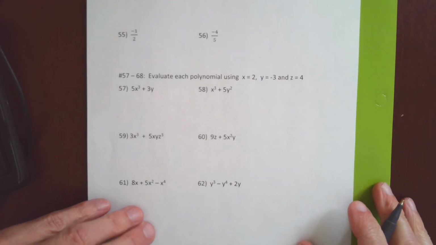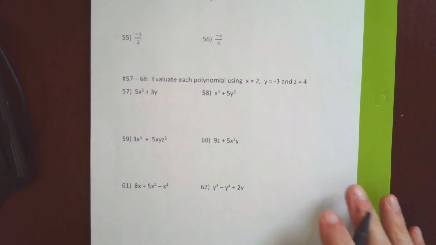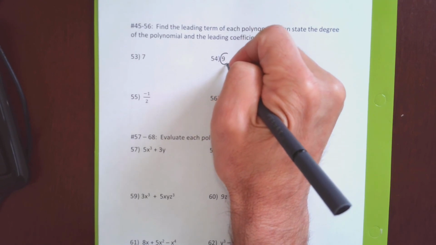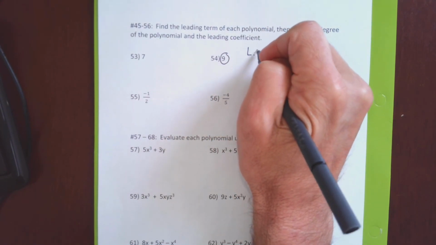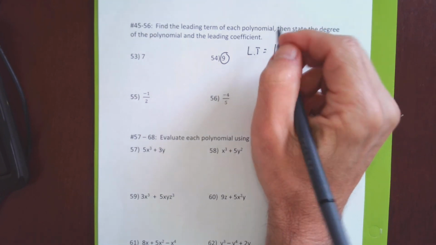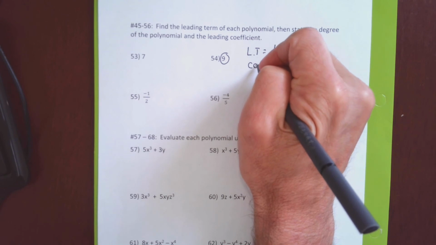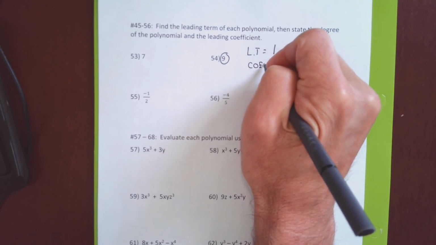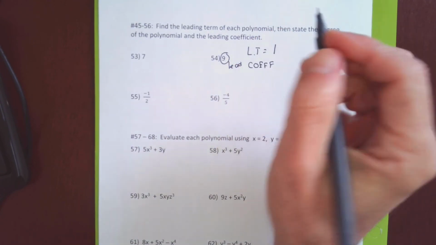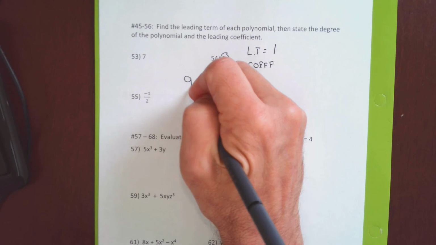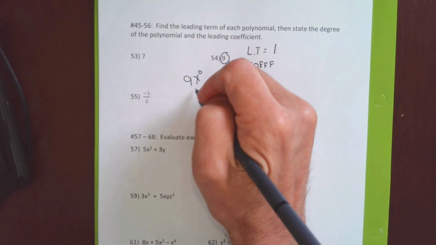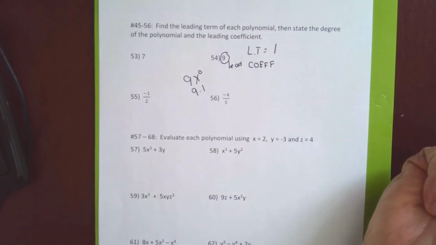Two more of these problems, which are tricky because they're constants, but the same questions for 45 through 56. So since there's only one term, it's a monomial, this has to be the leading term. The leading term is 1. And I hate this part, but I have to live with it. The coefficient is the hard part, or the leading coefficient. I really have to think of this 9 as 9 times x to the 0 if I want the x to be the variable, because x to the 0 is 1. This is 9 times 1.